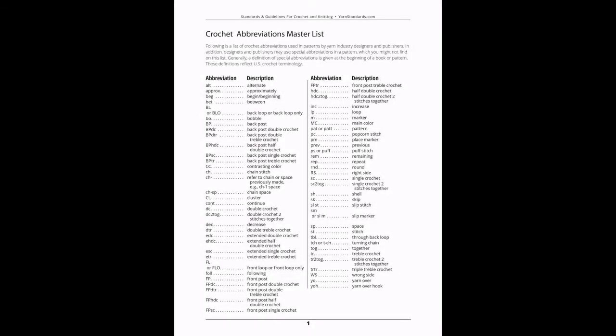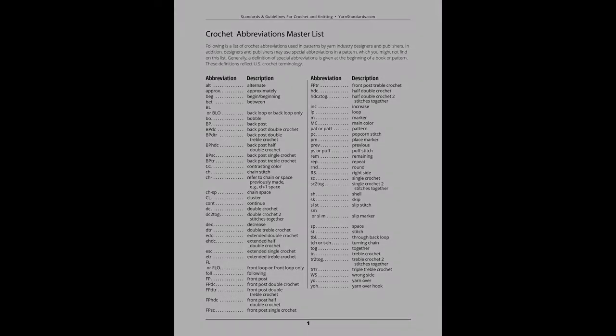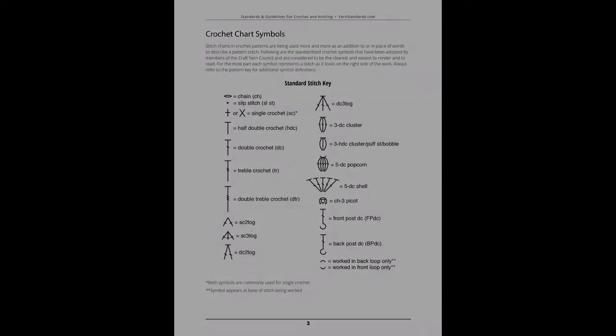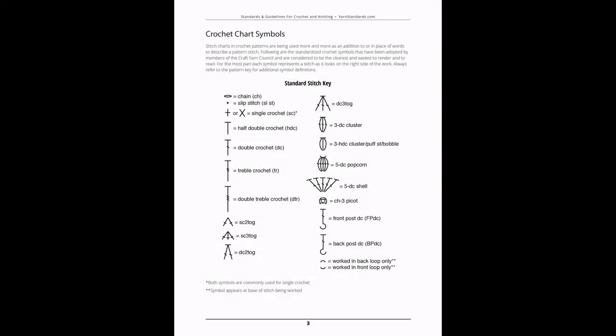So first thing I'm going to show you is it does have an abbreviation list for crochet. This is going to be really helpful when you're reading patterns. It shows you the abbreviations for different stitches, and then it also has a page that shows you what symbols you might see for measurements, or to be able to tell what to repeat in a pattern. It also has a section for abbreviations on Tunisian crochet specifically, as well as a chart that shows you the different terminology between UK crochet patterns and US and Canada crochet patterns, which is really helpful. It has a page that shows you different crochet symbols, which is useful if you like to work from crochet charts or graphs as opposed to written patterns.